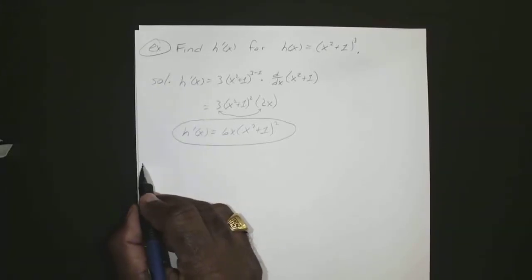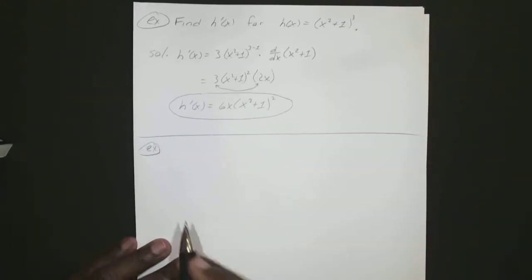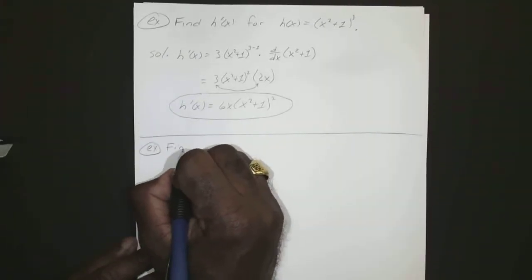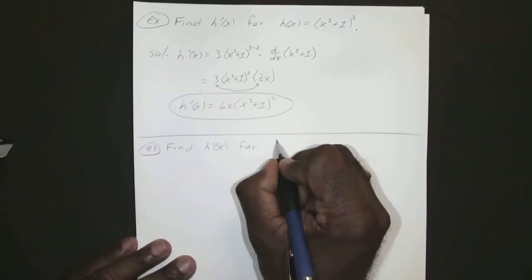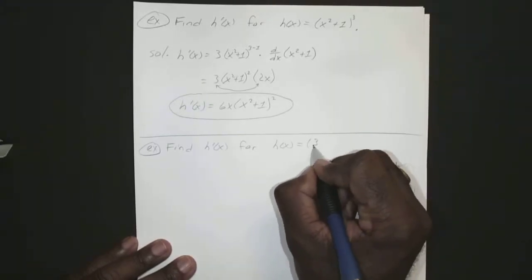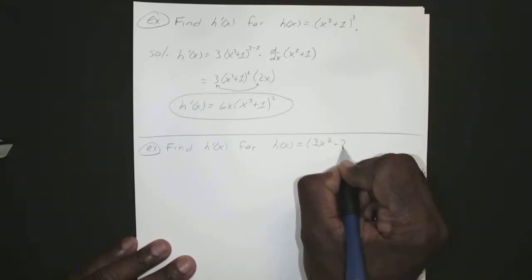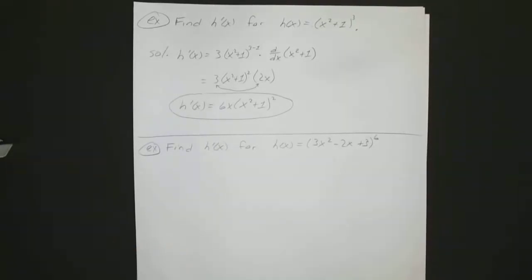Okay, so what if we want to find h prime of x for h of x equals (3x squared minus 2x plus 3) to the 6th power.